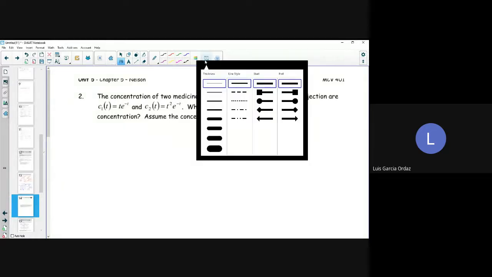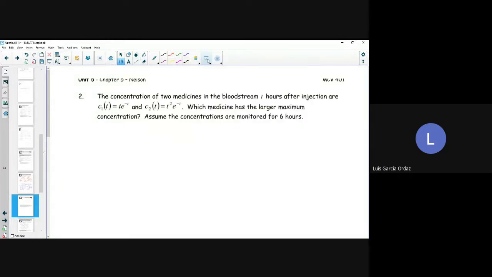So the concentration of two medicines in the bloodstream T hours after injection are C1. So the first injection, this is the first medicine, is T times e to the negative T. And the second medicine in terms of T is T squared times e to the negative T. Which medicine has a larger concentration? Assume the concentrations are monitored for 6 hours. So which means that my domain is automatically 0 less than or equal to T, which is less than or equal to 6.